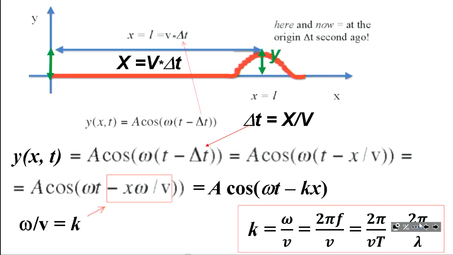The last expression is the most important because it relates the wave number and the wavelength. So if we know the wave number, we can calculate the wavelength.